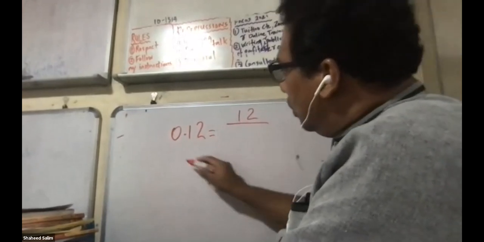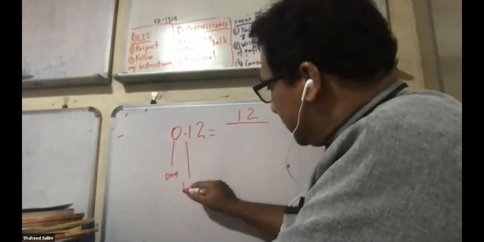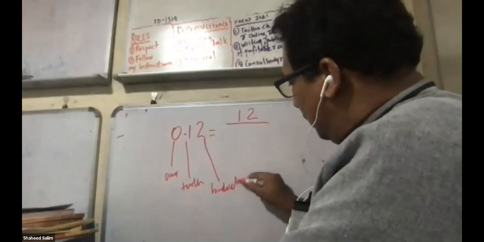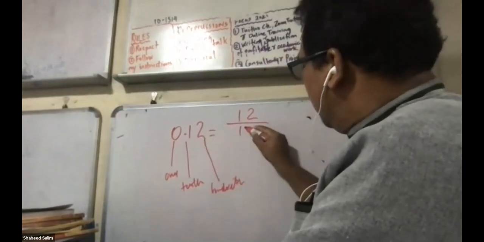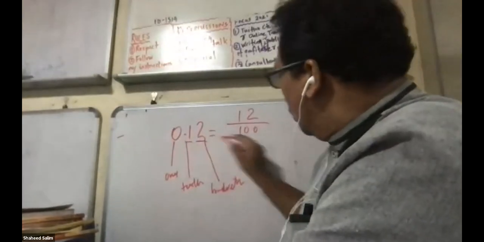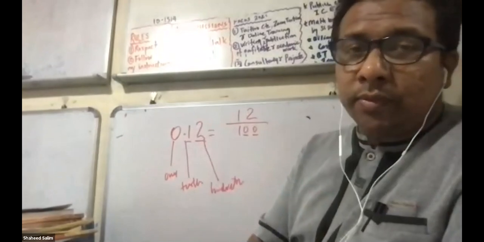What number should be below? Remember, ones, tens, with TH, hundredths. Take the last one, 100. If you want to check, see, 1, 2, 1, 0, 2 zeros. That's the second way to check.